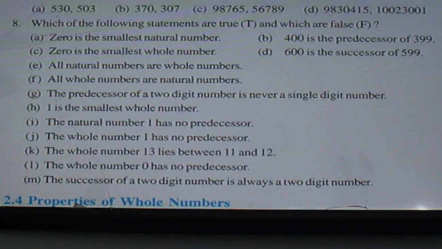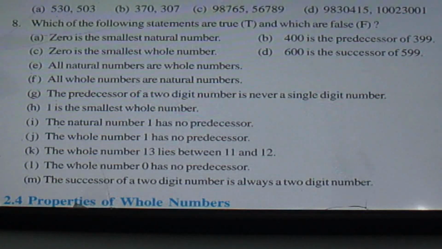Now part C. 0 is the smallest whole number. Yes, that we have seen in a part only. 0 is the smallest whole number. So it is true because whole numbers start from 0 only. Now D. 600 is the successor of 599. Yes, of course true, because in a successor we have to add 1. So 599 plus 1 is 600. So of course it is true. So D is also true.